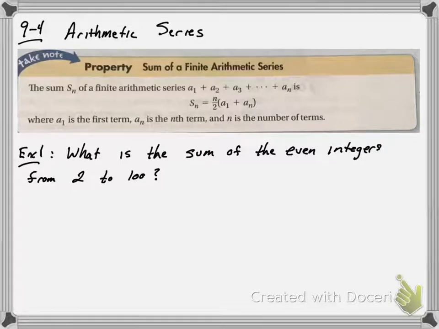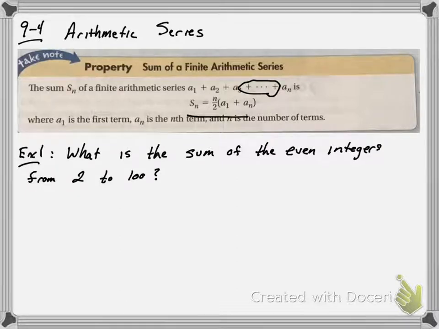9.4 is about arithmetic series. What's the difference between a sequence and a series? You see a plus sign between them, and that's what leads you to believe that's a series, because now you're adding them, and what you're going to do is find the sum of those numbers. So it says, what is the sum of the even integers from 2 to 100?